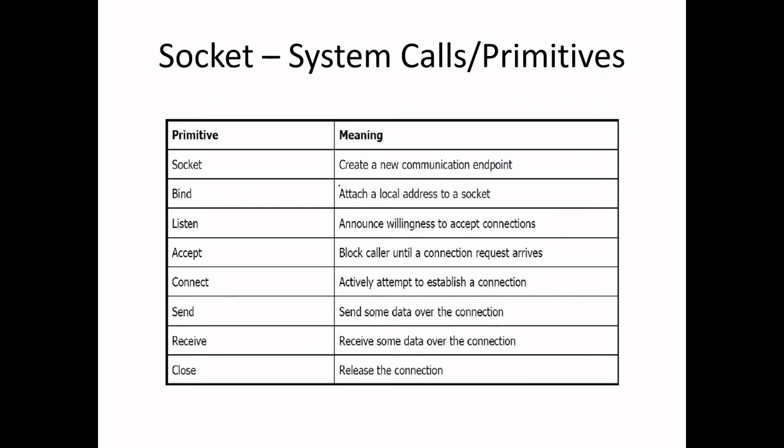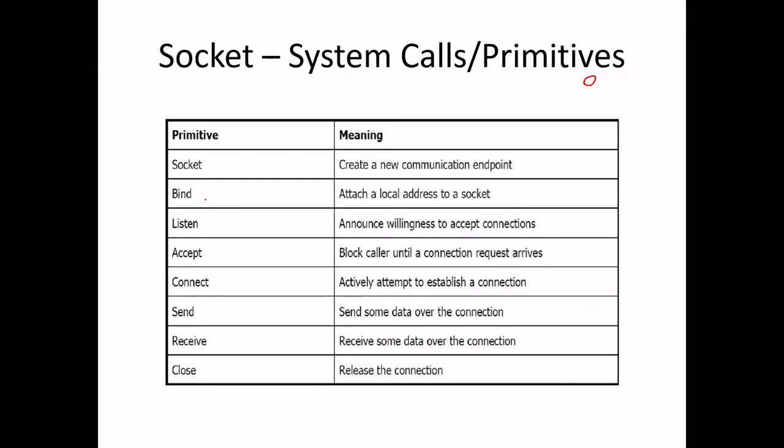Bind is the next system call. It is used at the server side only, and it attaches a local address to a socket. So we have created a socket, and you have to attach it to an address. With socket we just create an endpoint, then you have to attach it to a local address, and that is done by bind.